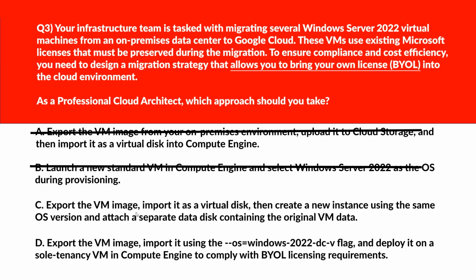Option C, if you look, attaches a data disk and doesn't address licensing compliance. It also lacks sole tenancy enforcement. That being said, C is wrong. Let's now move to option D. Option D, if we look, has sole tenancy, which is required for Microsoft bring your own license compliance in Google Cloud, and the operating system, if you look, is 2022.